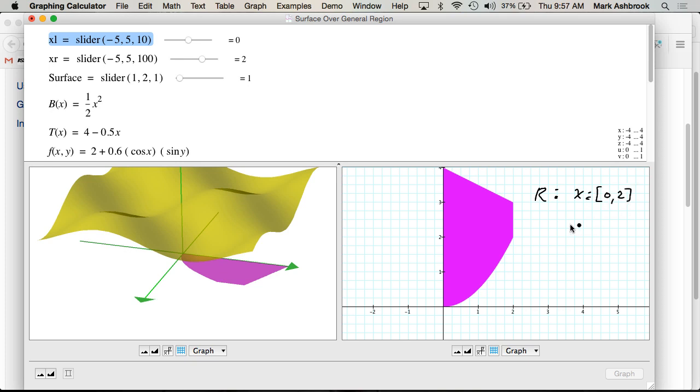But y varies from 2 functions. One half x squared is the bottom function, I'm calling it b of x, up to 4 minus 1/2 x. So the bottom function is 1/2 x squared, and the top is 4 minus 1/2 x. And this is the region that we get when we do that.